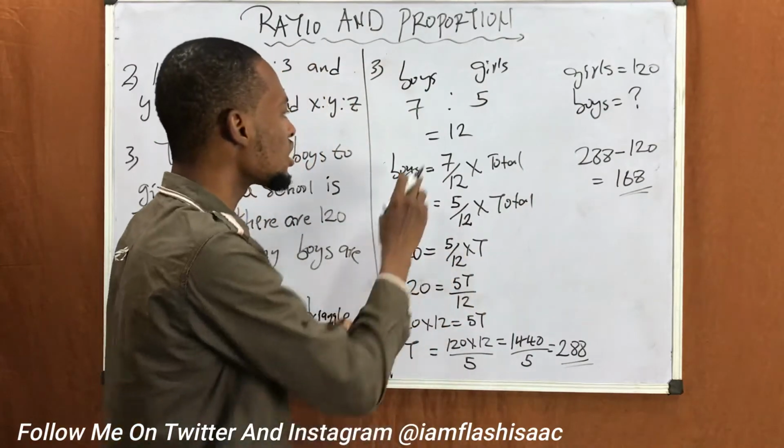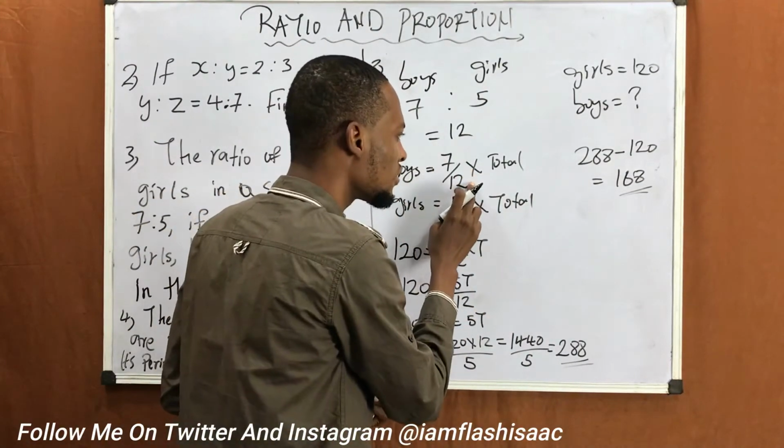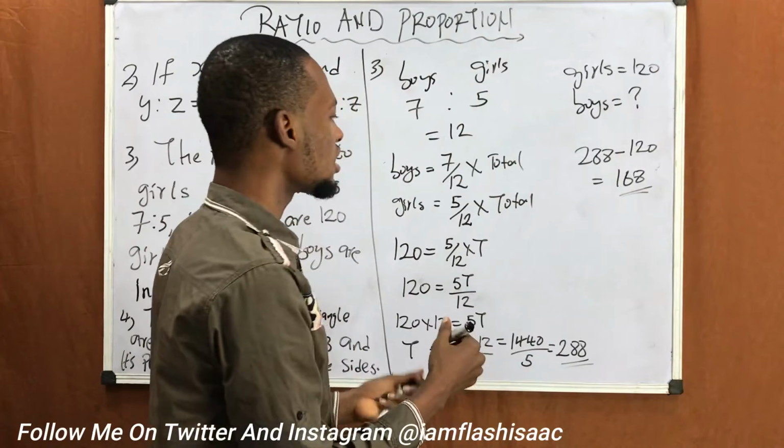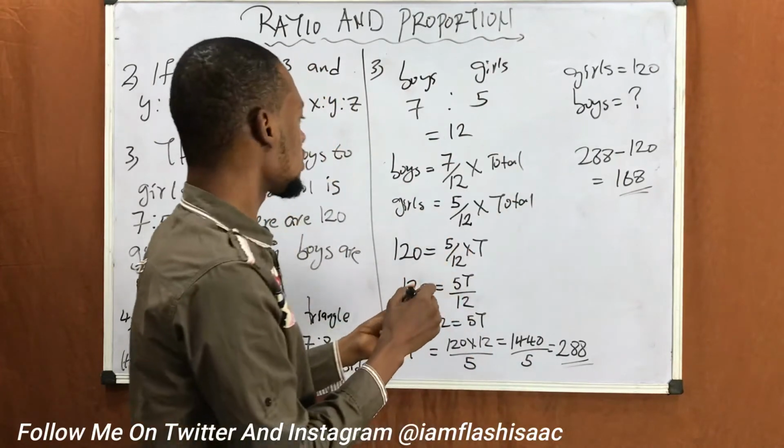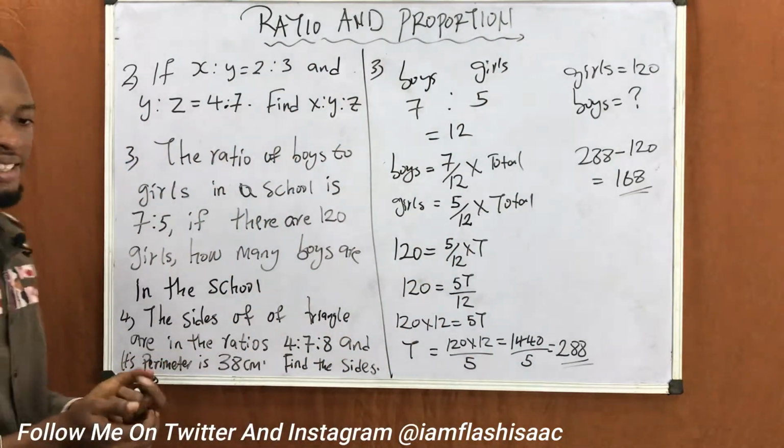Or you can simply say the boys are 7 over 12 times 288. This will still give you 168. So that is the number of boys in the school.